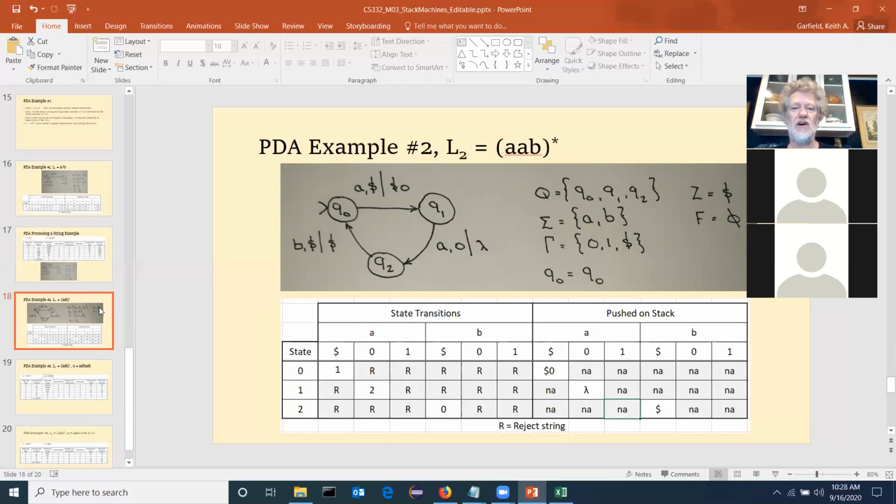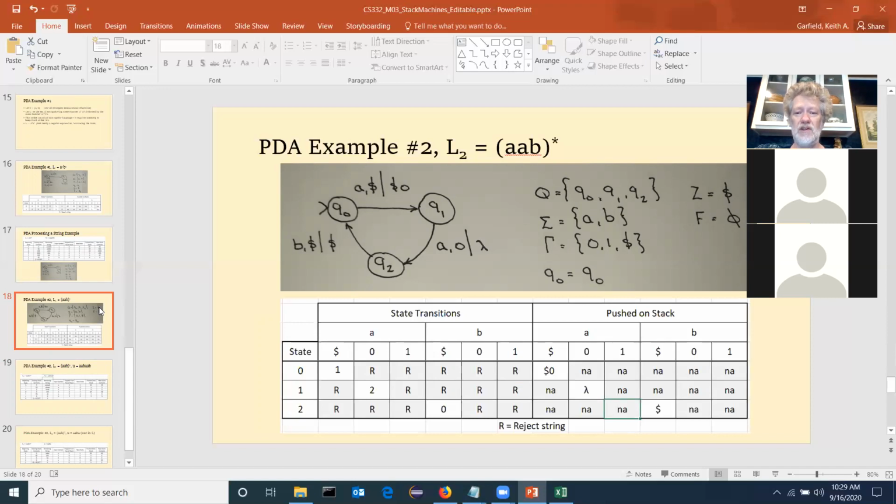Okay, so (AAB)*. Let's see, how would we know that the strings get accepted or rejected? Think through what you're going to do with the stack. Don't think about making the circles and the transitions yet. Just think about what the stack's going to look like. The smallest string is lambda, and we start out with an empty stack, so that's fine. We'll accept an empty string.